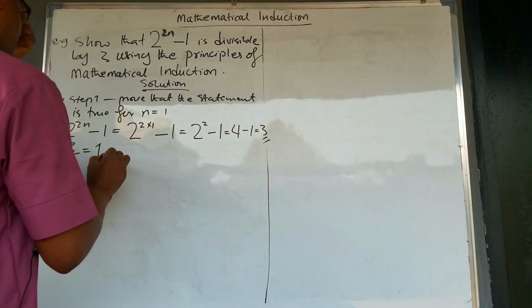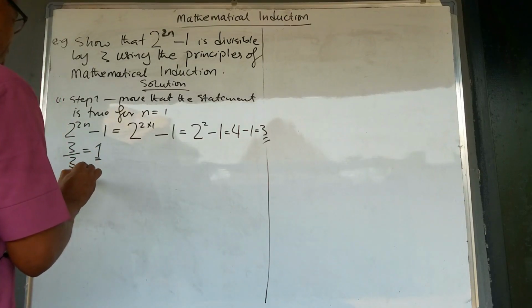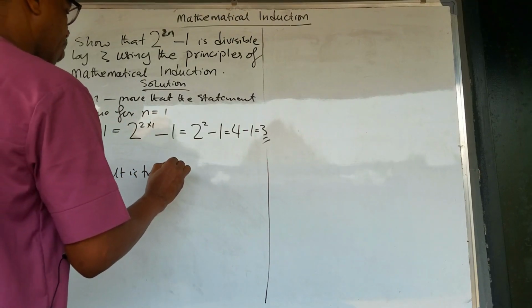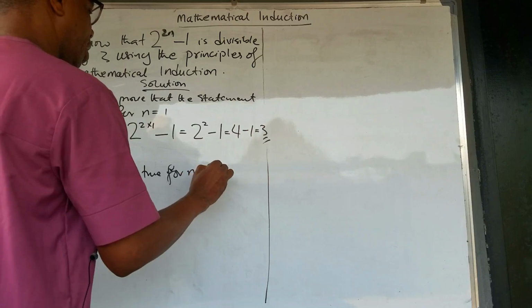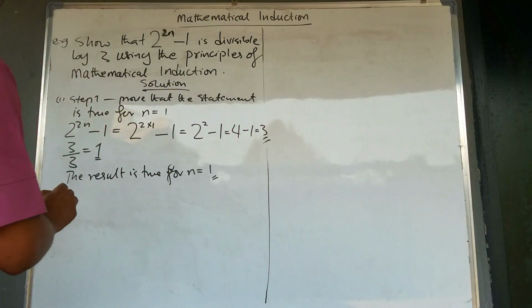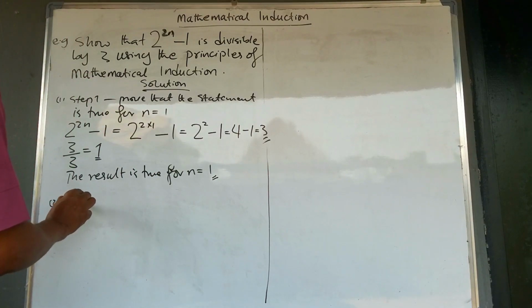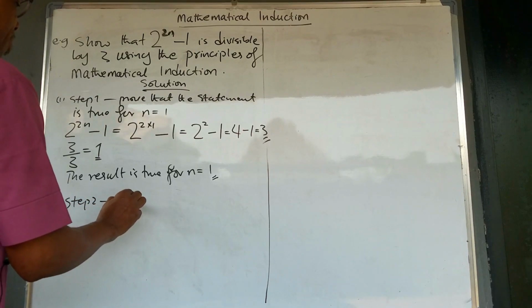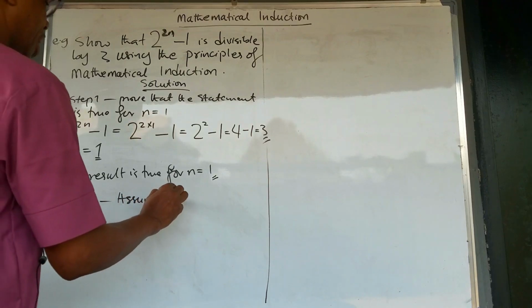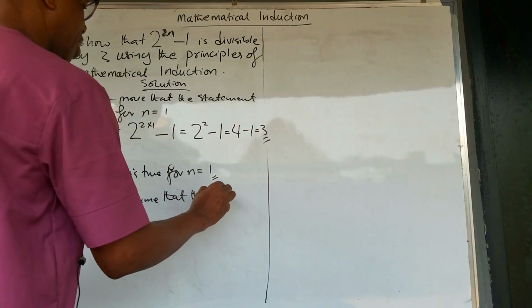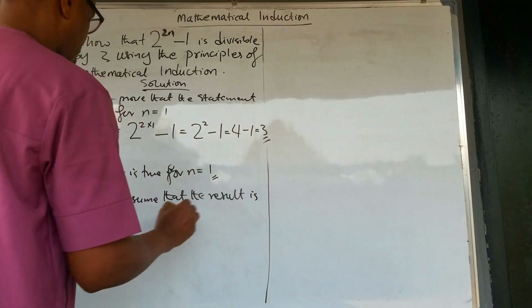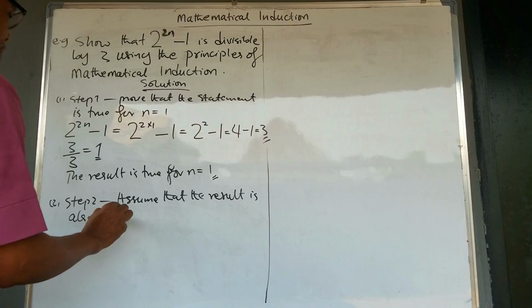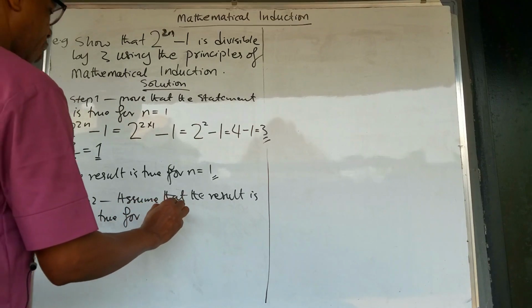In this case, I can make a statement and say that the result is true for n equal to 1. Then the next step, which is step 2, is an assumption step, which I would say I assume that the result is also true for n equal to k.